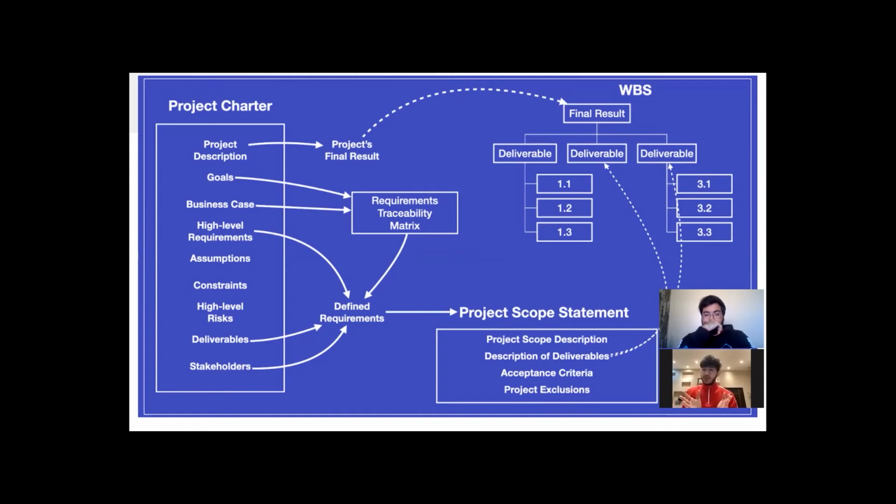We see also in the project scope statement, in the box, we have a project scope description, a description of deliverables, criteria, and project exclusion. These four things I told you before, two slides ago. These four things are important for the project scope statement. And then we move to the project description and project final result. We move to final result and make criteria for this: what is level 1, 2, 3, and make the graph for this.